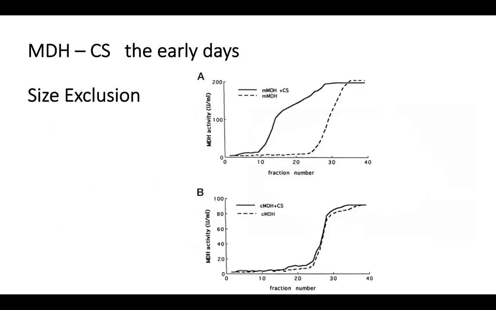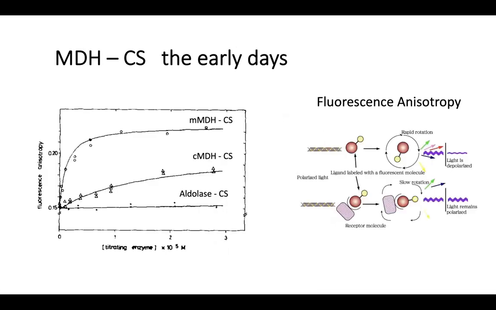The old school studies would take and do size exclusion chromatography. And one of the early studies, which I kind of like here, they would run citrate synthase through the column and then add malate dehydrogenase and look at the shift alone and with citrate synthase. And of course, when citrate synthase and MDH were together, came out much later in elution fractions for the size exclusion chromatography. And they didn't see this interaction when they did the same thing with cytosolic MDH.